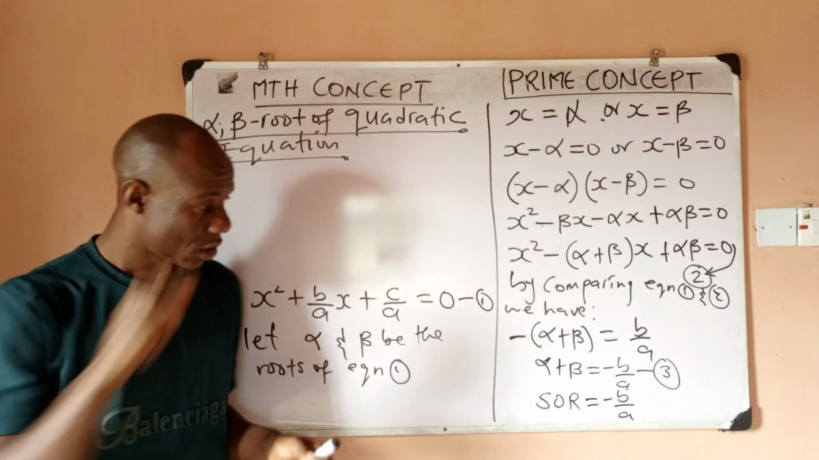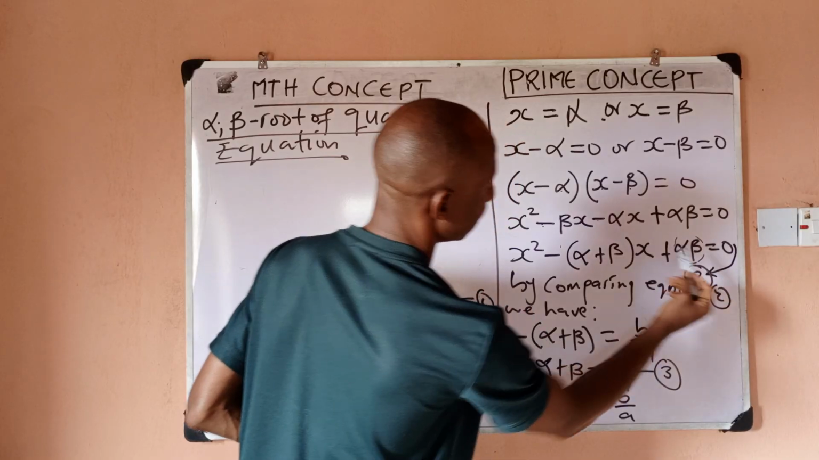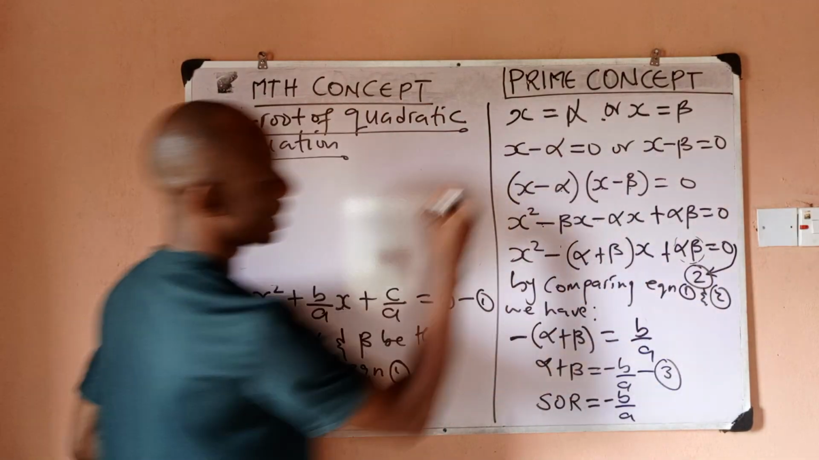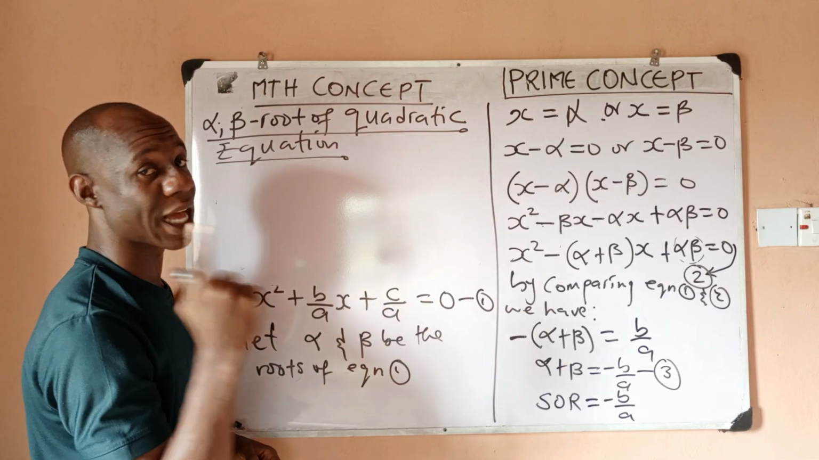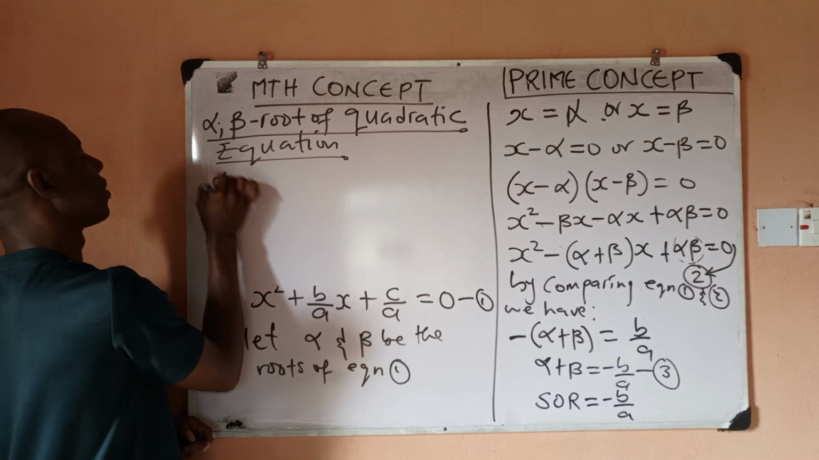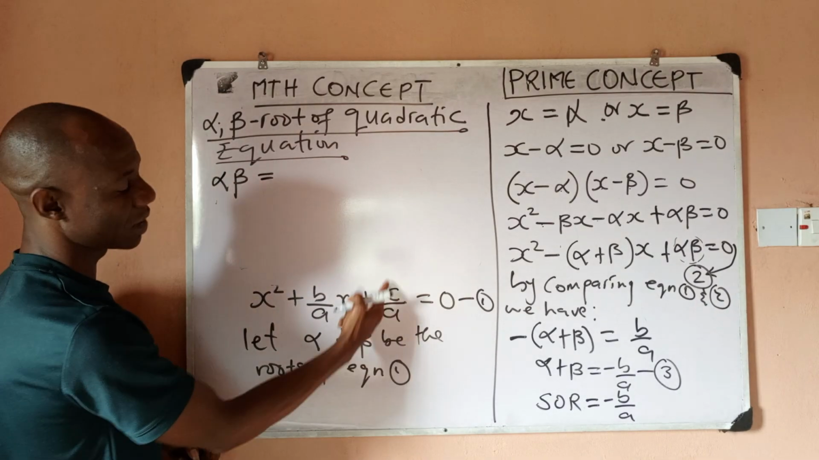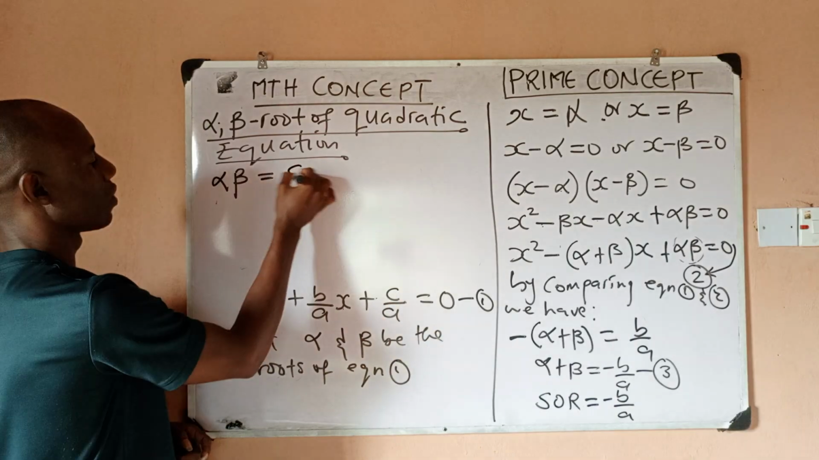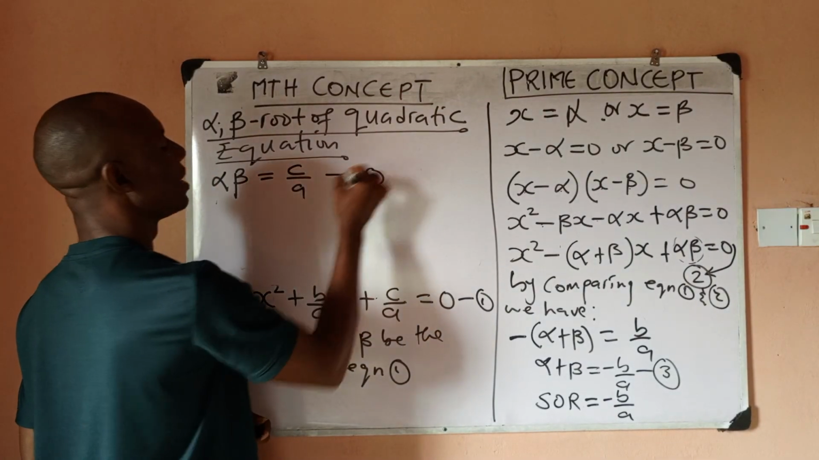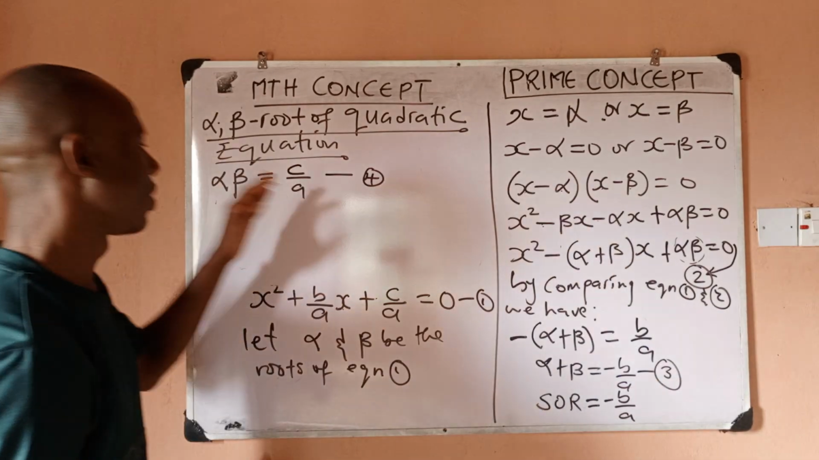Now also, we want to compare the constant side. You would see that the constant here is alpha beta. Constant is the part that does not carry x. You notice there's no x here, so this is a constant. So alpha beta should be equal to the constant here, the part without x, which is c over a. I'll call this equation 4. So please, never forget equation 3 and equation 4.